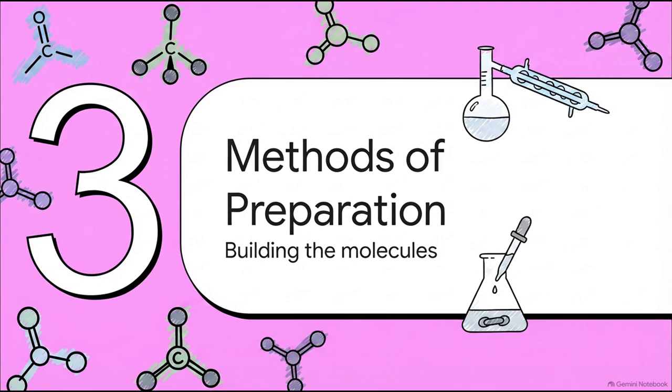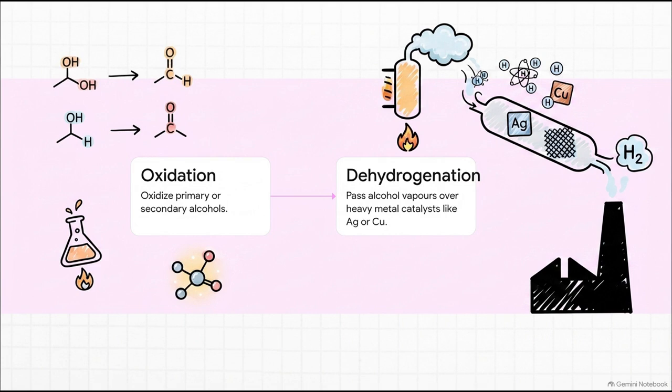Let's look at how chemists actually build these molecules in the lab. Let's start with our first set of methods, which builds perfectly on what you've learned in previous units. We often start with alcohols. By carefully oxidizing a primary alcohol, we get an aldehyde. If we oxidize a secondary alcohol, boom, we get a ketone.